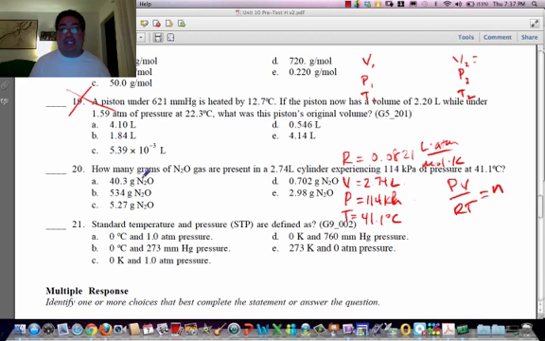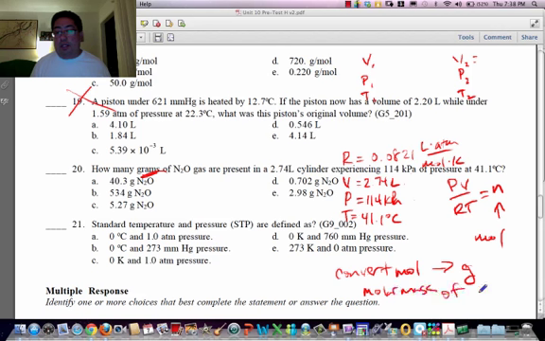Now that is not the grams. What this is, is moles. So you're going to have to convert your moles to grams. So you need the molar mass of N2O. You have to look up the weight of N, multiply it times 2, and add it to O, and you're going to multiply it times your n.